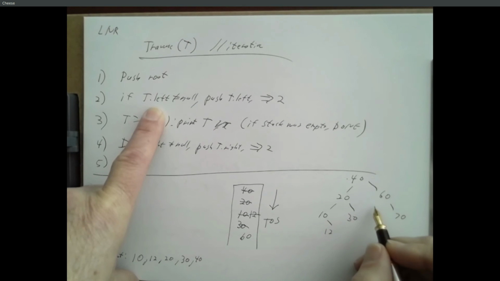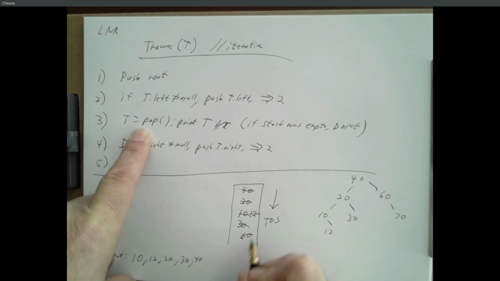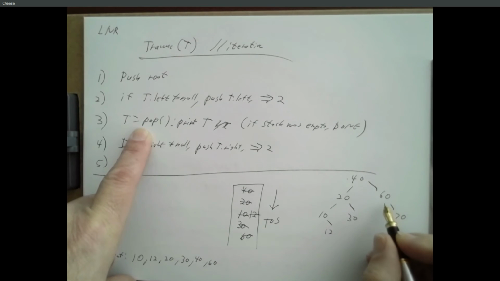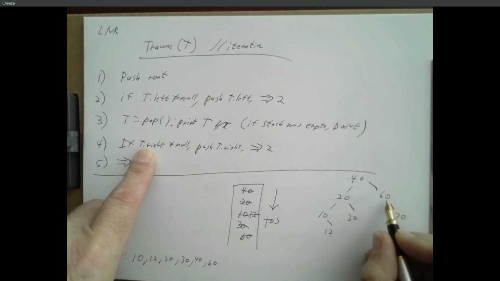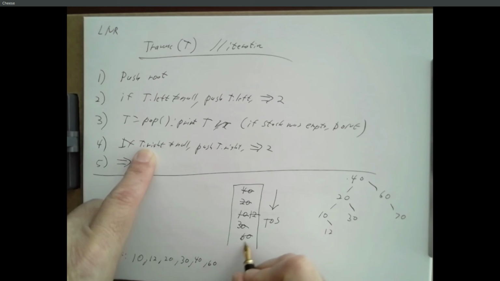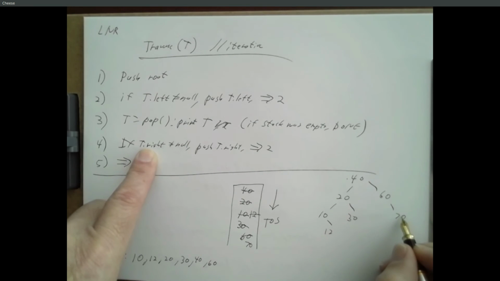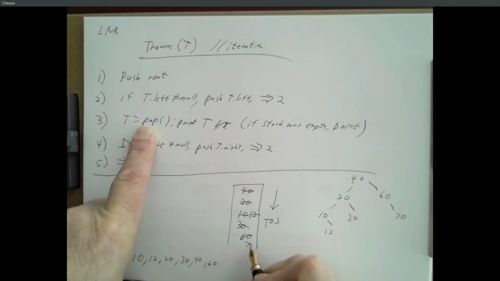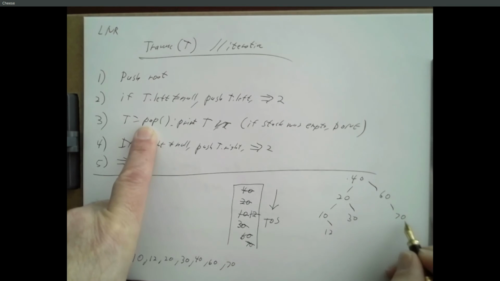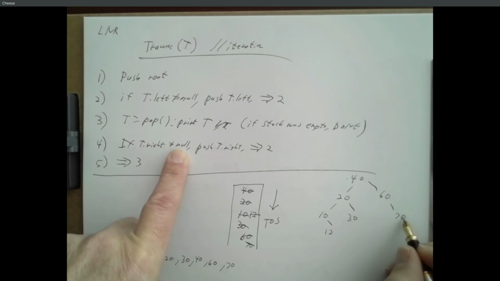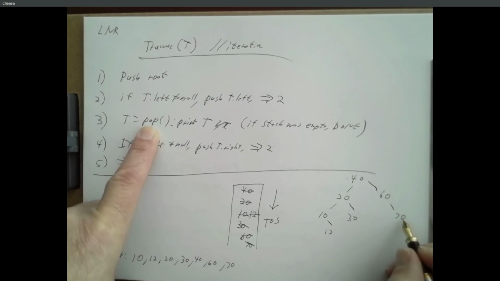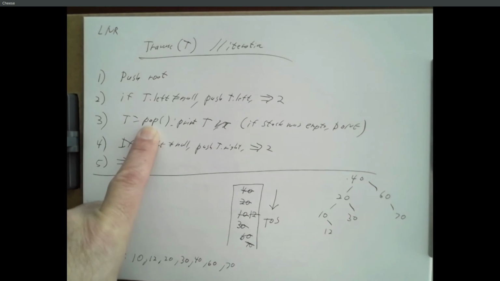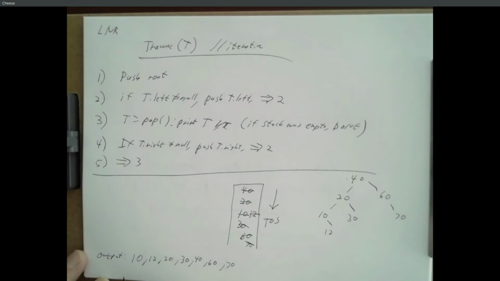If there's something to the left, push it, no, so pop the top of the stack, there's our 60. And then if there's something to the right, push it. There's a 70 to the right, so we push a 70 onto the stack. Go back to step 2. Nothing to the left. Pop the top of the stack, it's a 70. Print that. Nothing to the right to push, so we go back to step 3, which says pop the stack. There's nothing left in the stack. We're done. And there's your output, and it's the in-order traversal of the tree.